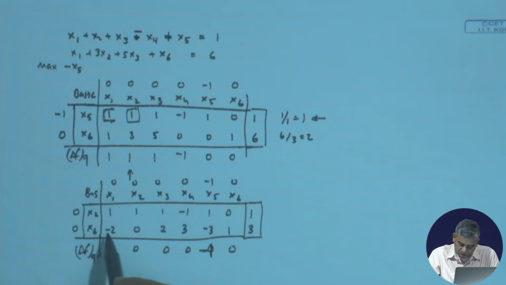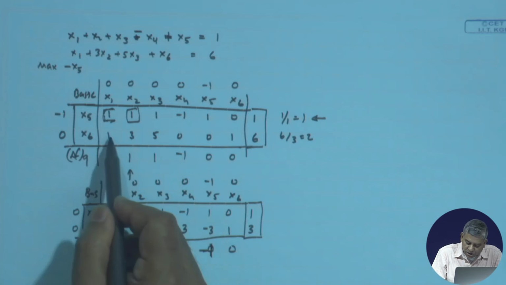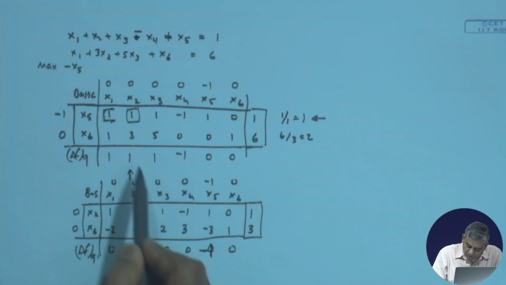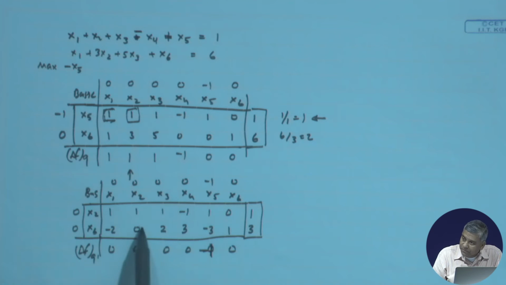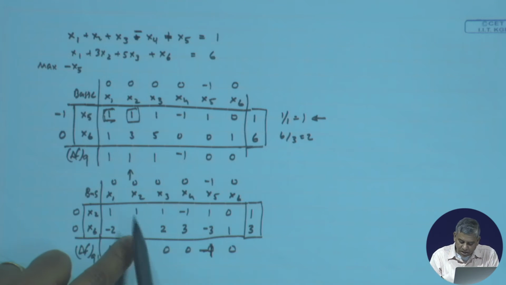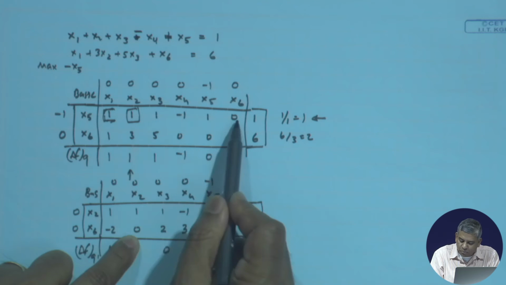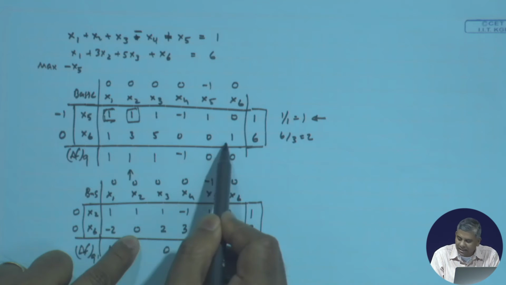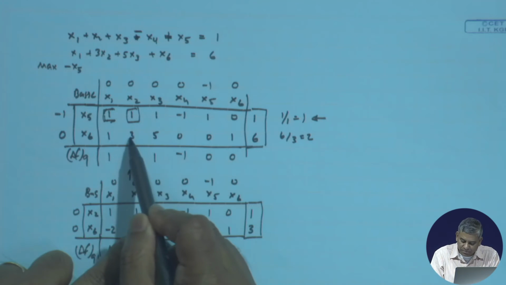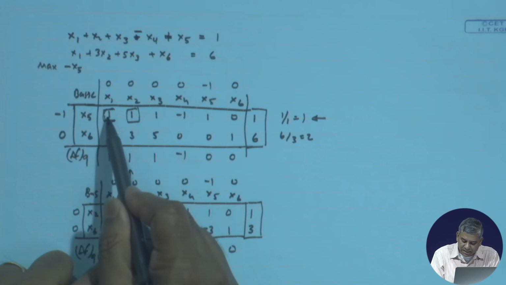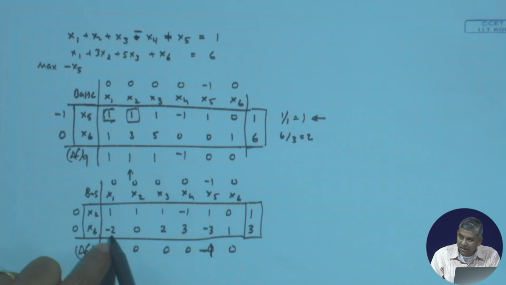Yes. How to get this? Okay, so you have to make this one over here 0, right? How will you make this 0? So you multiply the top one by 3 and subtract from the second row. That way you'll make this 0. So 1 minus 3 times 1, you get minus 2. Got it?